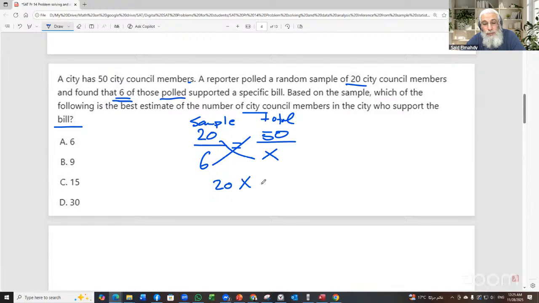x times 20 equals 6 times 50, divided by 20. 20 cancels out, so this 0 cancels out. 6 times 5 is 30, divided by 2 is 15. So the answer is 15.